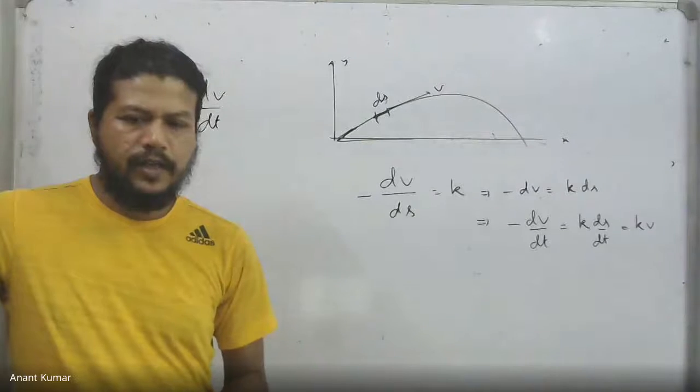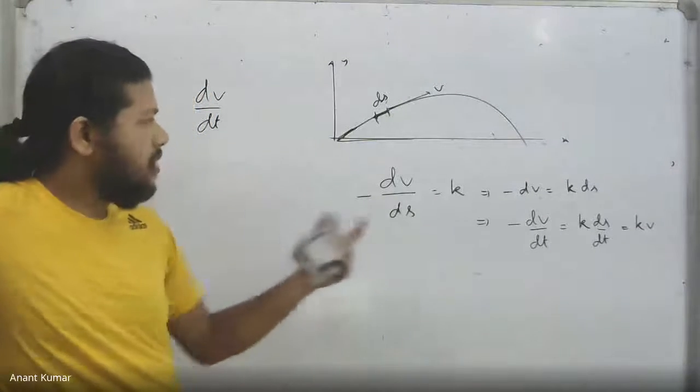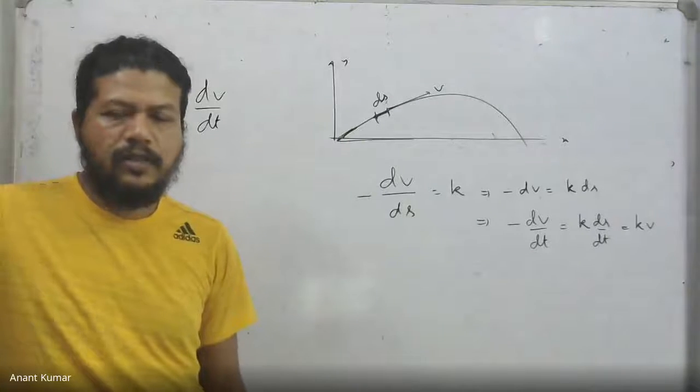Since the deceleration rate is constant, who said it's a constant, by the way? The deceleration rate dv by dt is k into v, it depends on the velocity, by the way.